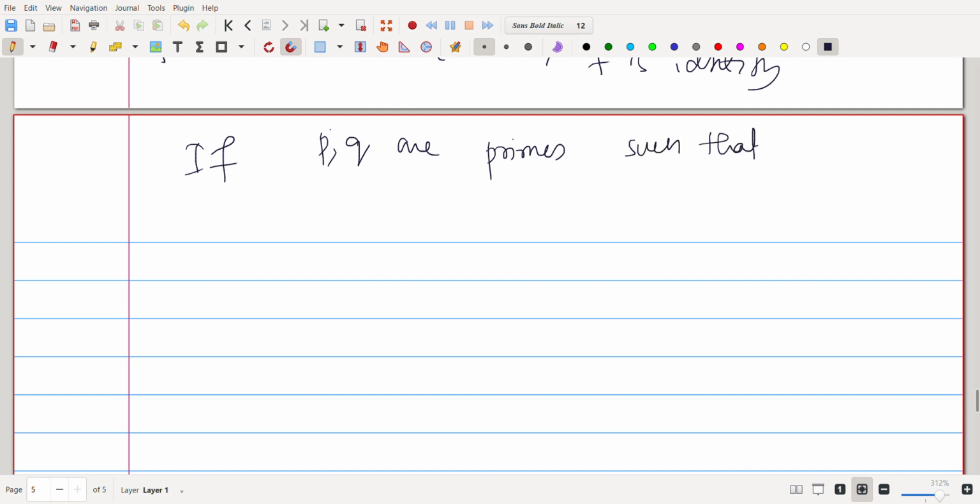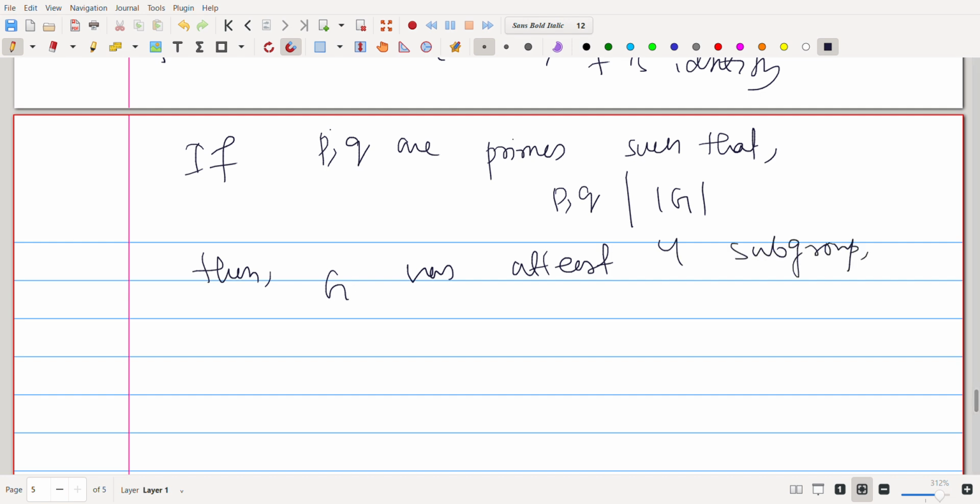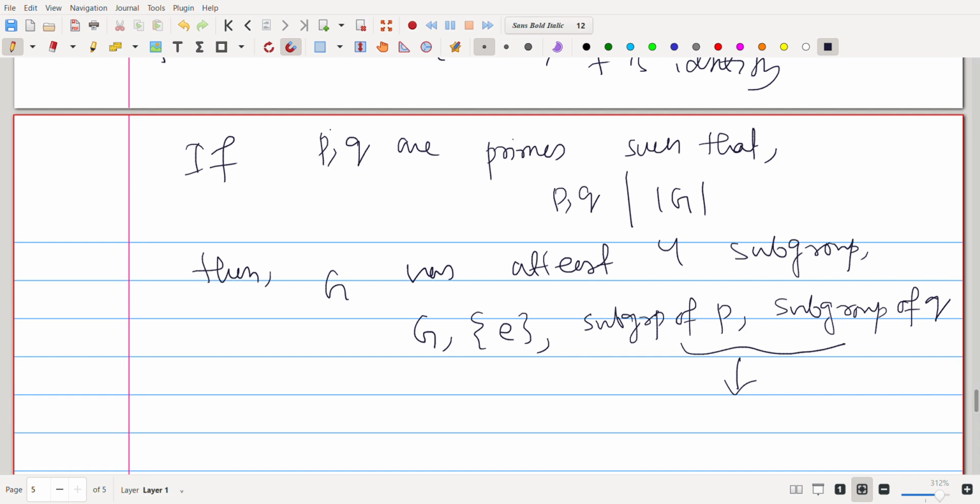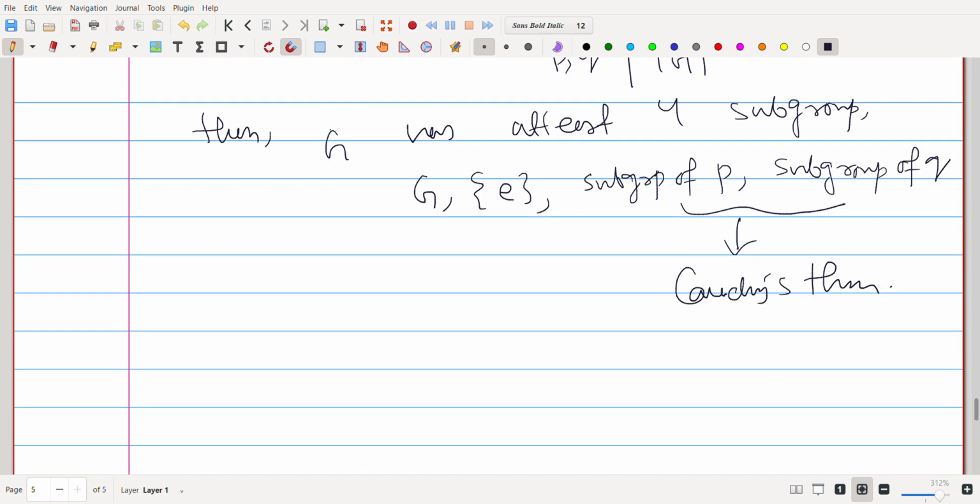such that pq divides the order of G, then G has at least 4 subgroups. Why? Because G has the identity, a subgroup of order p, a subgroup of order q, and G itself. And the existence of a subgroup of order p and a subgroup of order q is ensured by Cauchy's theorem, right? We know that Cauchy's theorem ensures that.